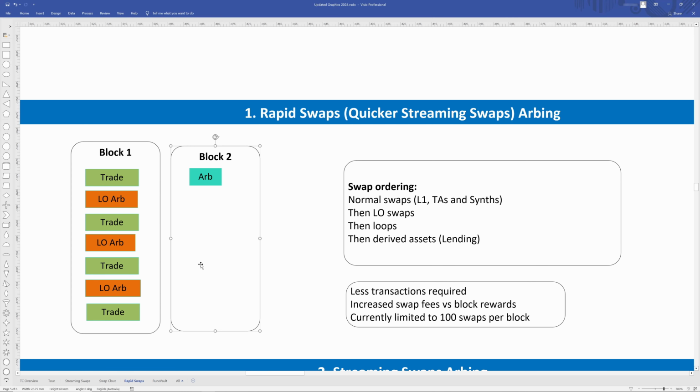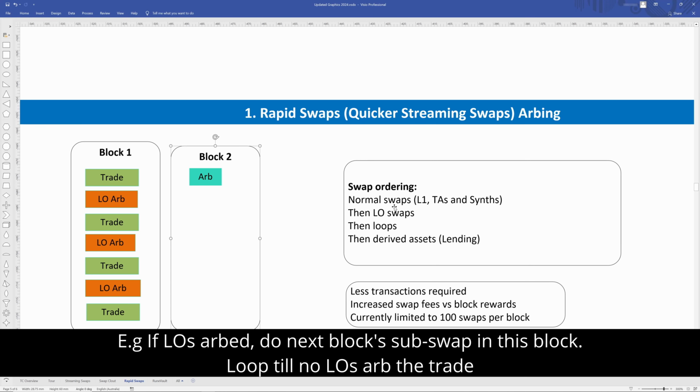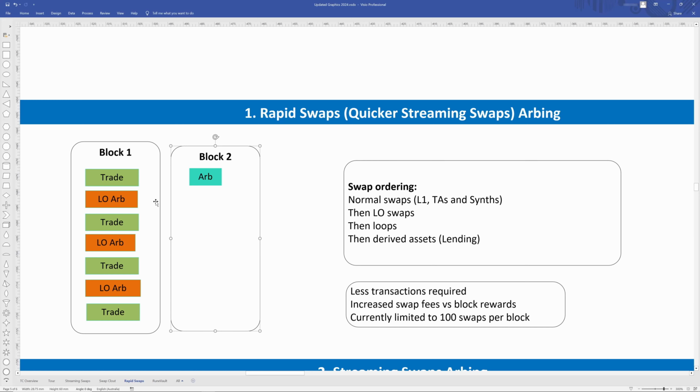The swap ordering here would be the normal swaps, as we talked about before, get executed, then the limit order swaps get tested, and what can get executed will get executed, and then it loops and just continues round. There might be a few changes within the swap ordering to facilitate what I'm talking about here, but again, that's more details yet to come out. And then from what I understand from Chad, once all of this is done, normal swaps and limit ordering is completed, then that's when the derived assets happen, the lending assets get swapped.